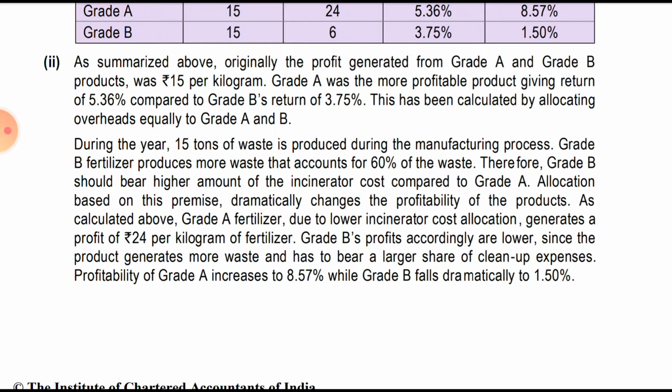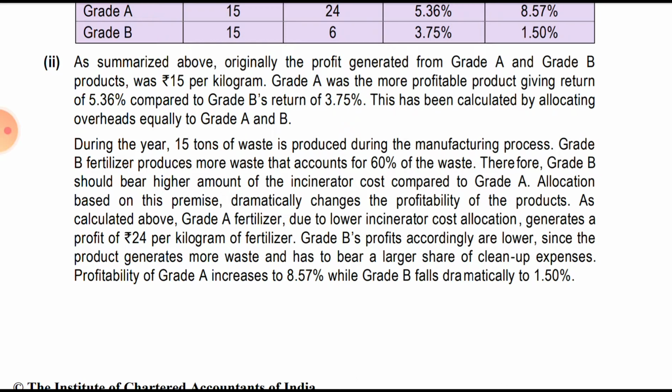Grade B fertilizer produces more waste, that accounts for 60% of the waste. Therefore grade B should bear a higher amount of the incinerator cost compared to grade A. That's why in the revised table the grade B profitability has reduced and grade A profitability has increased from the previous calculation. Allocation based on this premise dramatically changes the profitability of the product as calculated above.